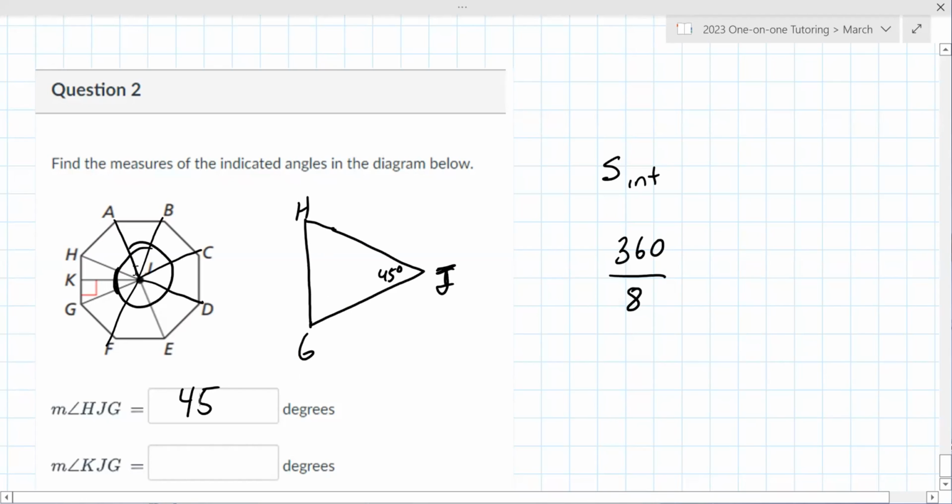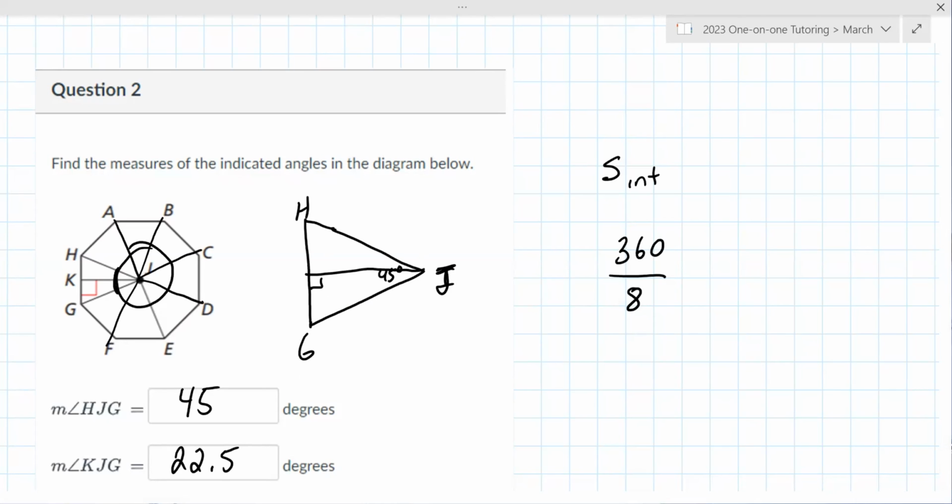KJG is you're splitting that one in half, basically. So 22.5. You're just cutting it right in half. Oh, okay, I get that. So not too complicated there. I would have never gotten that by myself. There is a way to do it with some of the interior angles, but you end up finding these angles out here, which map to the interior one. But this is maybe an easier way to do it.